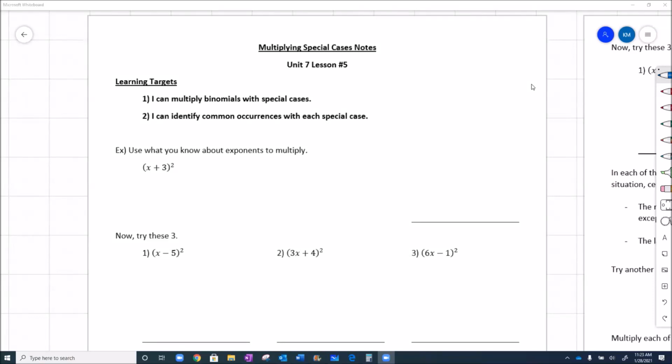Today we're looking at multiplying special cases notes. At the end of this video, you should be able to multiply binomials with special cases, and you should be able to identify common occurrences with each special case.